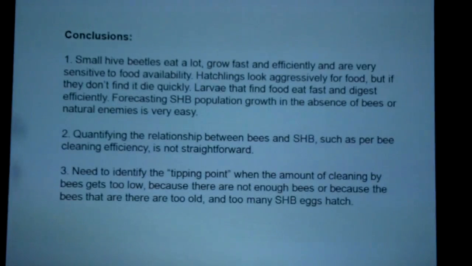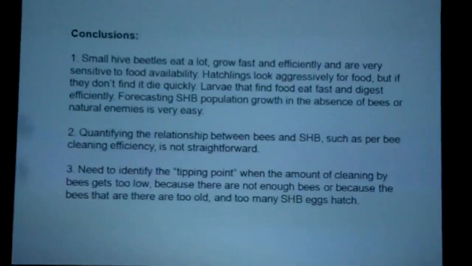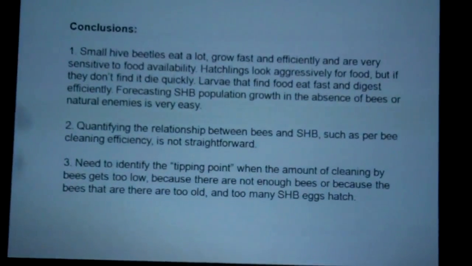And so the conclusions are that small hive beetles eat a lot, grow fast, and they're like blowflies, like I said. Generating a model of those is very easy, and quantifying the relationship is very difficult. And the objective here, as I put it in that article for the newsletter, is to try to figure out what the tipping point is for the bee populations in hives that do have small hive beetle problems.